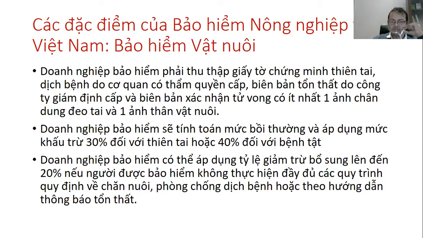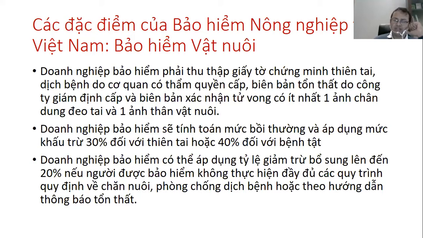Then in addition to these requirements, another important aspect to consider is that the insurance company currently applies in the policy what's known as a deductible before the insurance claim is paid. So the deductible is about 30% for natural disasters or 40% for diseases. And then, what is a deductible?